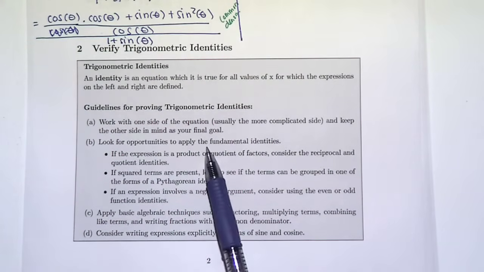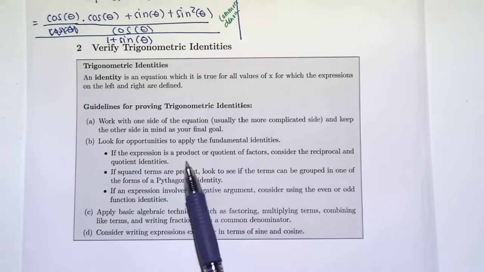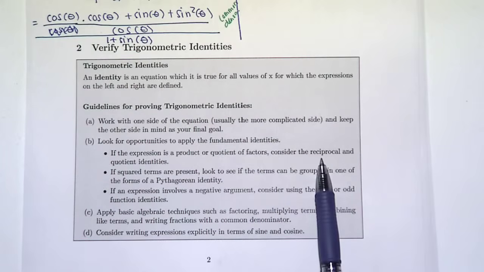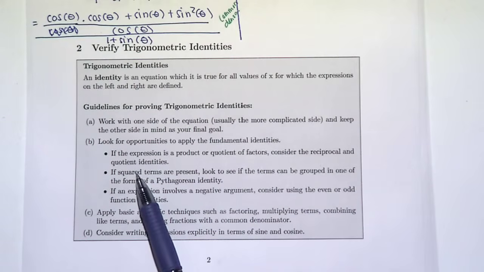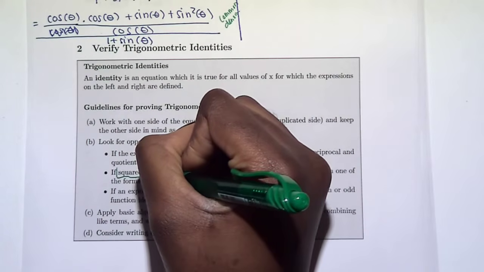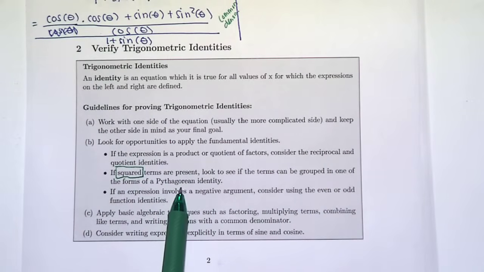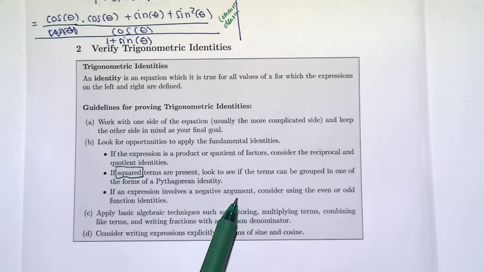Then you want to look for opportunities to apply the fundamental identities. If the expression is a product or a quotient, try using the reciprocal or quotient identities. We used that a lot before. If you see squared terms, this is important, see if you can group them to use the Pythagorean identities. And if an expression involves a negative argument, so if on the inside of our trig function we have a negative, consider using even and odd identities.